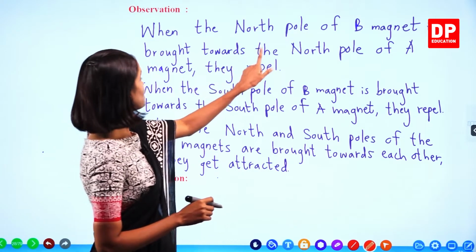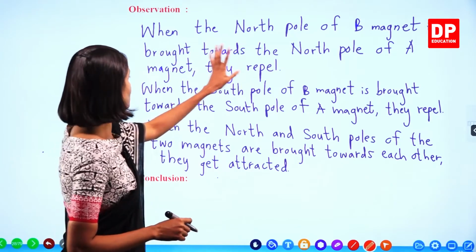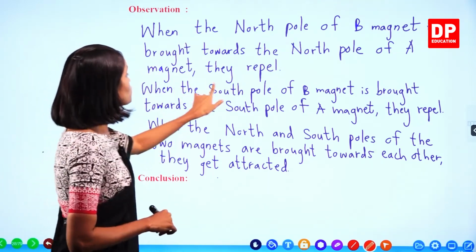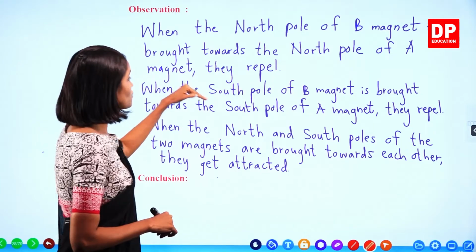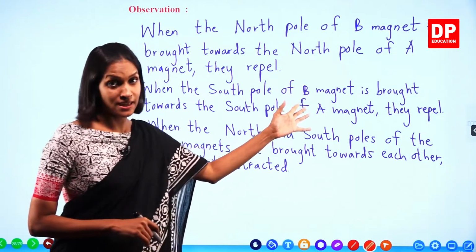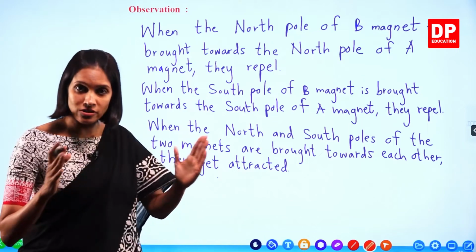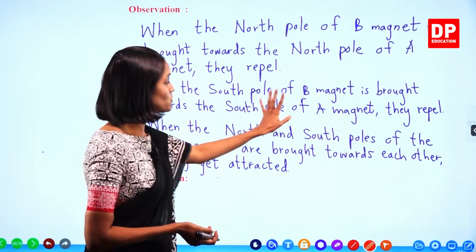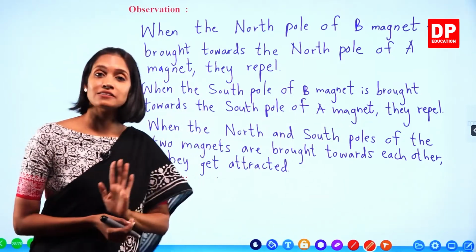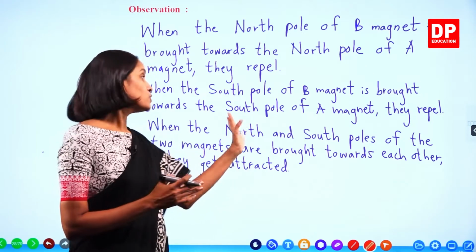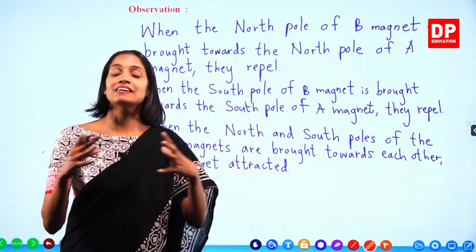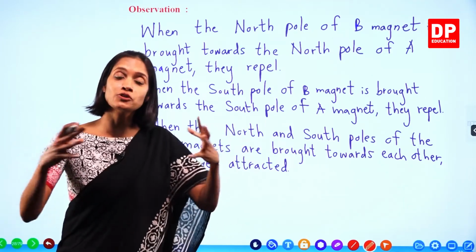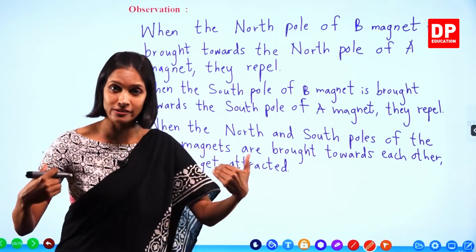When the north pole of B magnet is brought towards the north pole of A magnet, they repel, which means north and north repel. When the south pole of B magnet is brought towards the south pole of A magnet, they repel again, which means south and south poles also repel, right? When the north and south poles of the two magnets are brought towards each other, they get attracted, right? So what happens when north and south poles are brought together? They get attracted. But north and north or south and south poles, which means similar poles brought towards each other, what happens? They always repel, right?